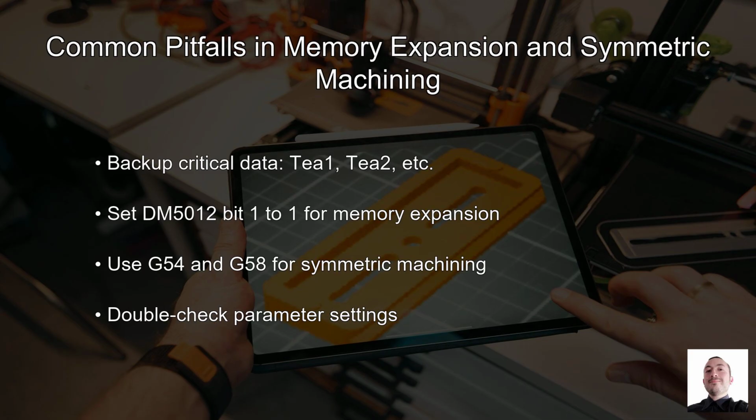For symmetric machining, using G54 and G58 with appropriate coordinates and angles is essential. Missteps here can lead to machine errors or improper machining. Remember, precision in parameter settings is key. And here's why that matters: even a minor error can result in significant operational issues, costing you time and resources. This leads us to the importance of meticulous planning and double-checking each step.